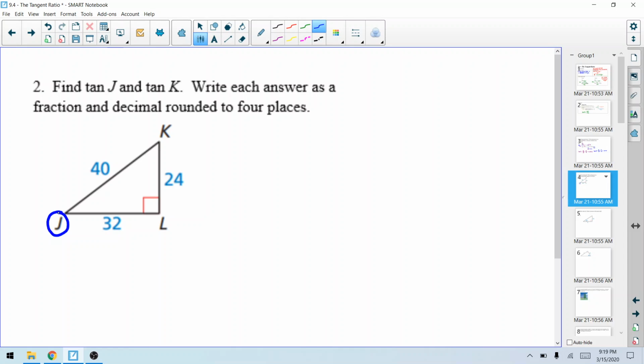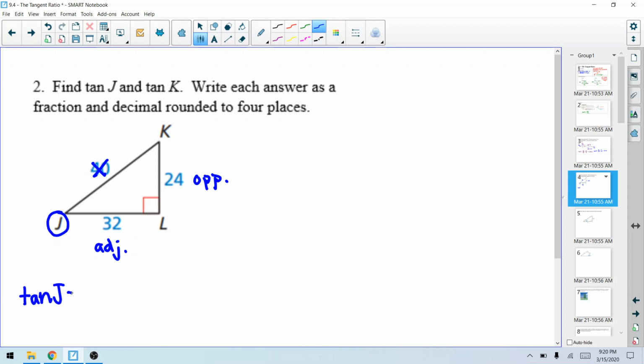From J, which one's the opposite? Which one's the adjacent? So, 24 is your opposite, 32 is your adjacent, 40 is your hypotenuse, but that's not part of the tangent ratio, so I'm just going to cross it out.